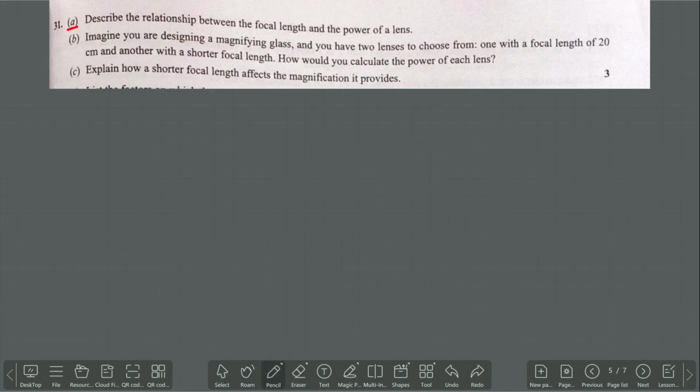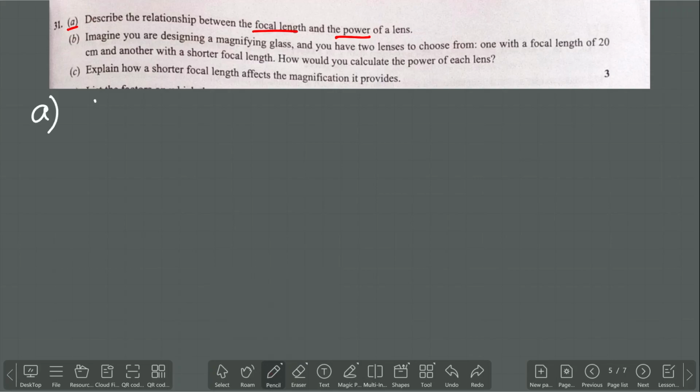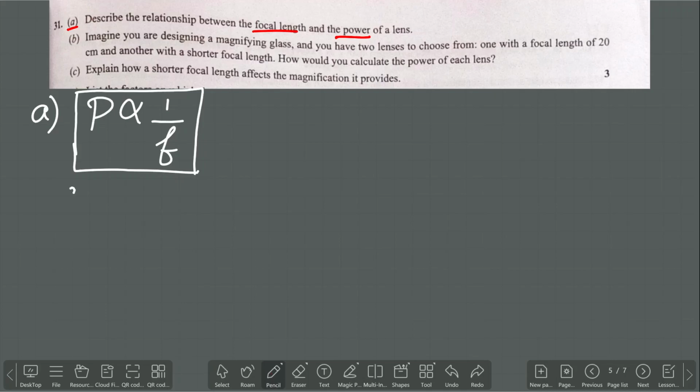So, question number 38, in that A question: describe the relationship between focal length and power of the lens. We all know that power is inversely proportional to the focal length of lens. Power is inversely proportional to the focal length of lens. So after writing the statement you need to write the formula, and after writing this we need to write the unit. So what is the unit of power?